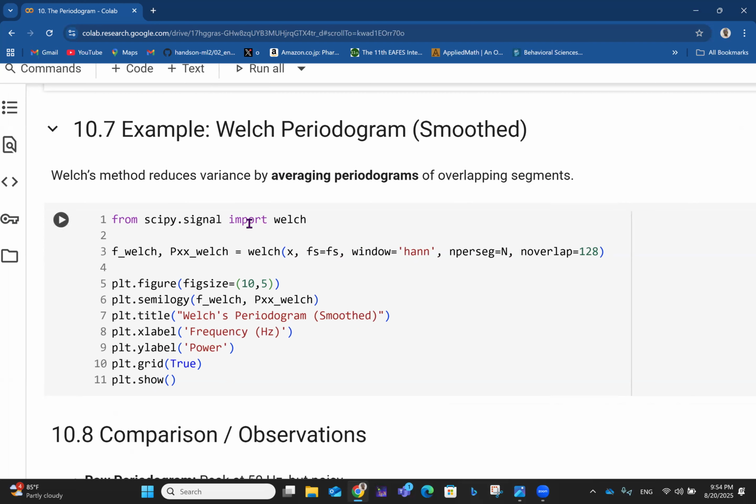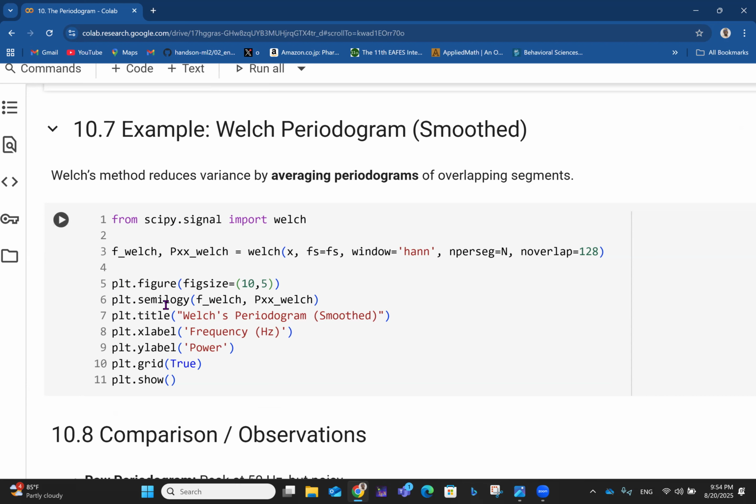So from scipy.signal, you import welch. You have f_welch, then the periodogram_welch. So that's Welch. You take the signal into consideration, you take the sampling frequency, fs equals fs. The window method we are using is Hanning. Then nperseg is the number of samples. Then the noverlap is 128.